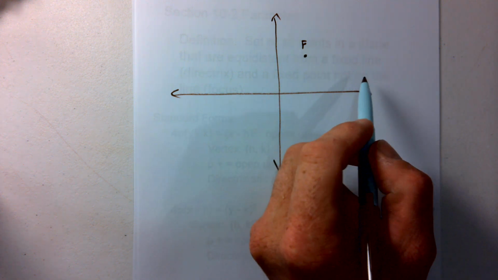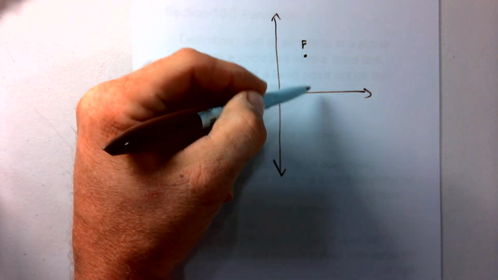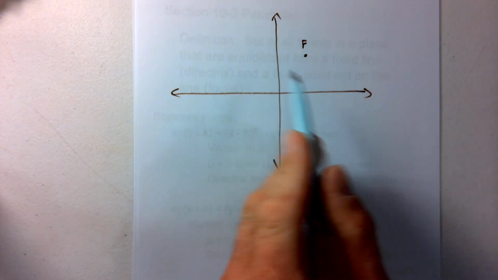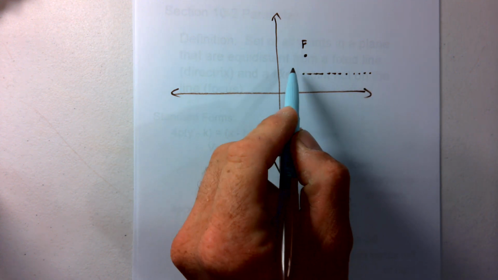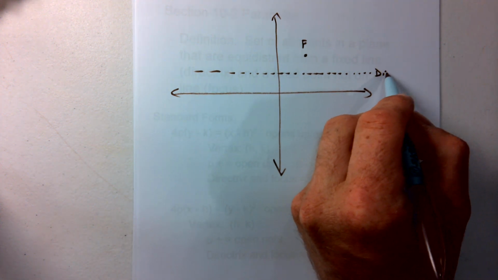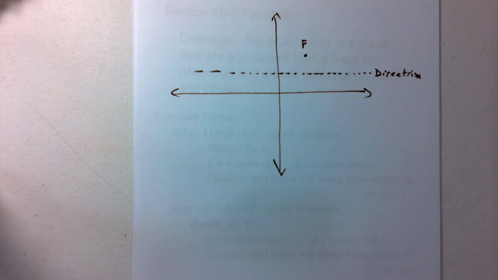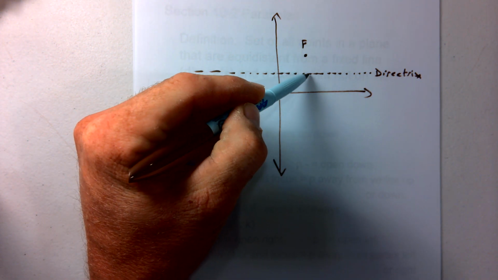And then we have a directrix. Our directrix is going to be an imaginary line. It can be either above or below, or if it's a sideways parabola, it could be on either side of it. We'll do one here where it opens up. So we know, and we're going to call this the directrix, a parabola is the points that are equidistant from the focus and the directrix.